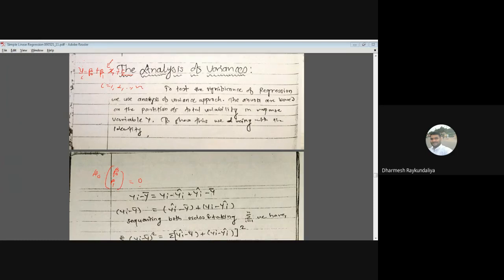To test the hypothesis of the significance of regression, we use the analysis of variance approach. The ANOVA is based on the partition of the total variability of the response into usually two parts: one is the sum of squares due to regression and the other is the sum of squares due to total. So how will this partition? To show that, let us go with this identity.